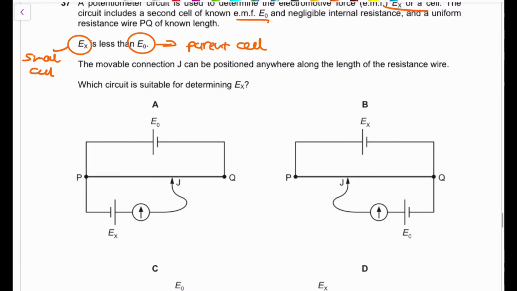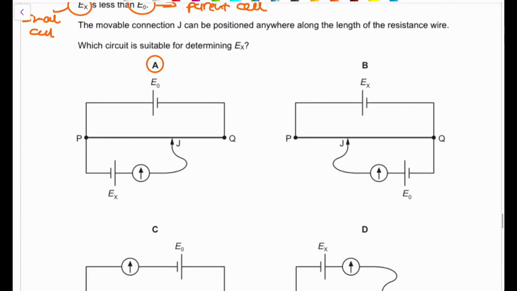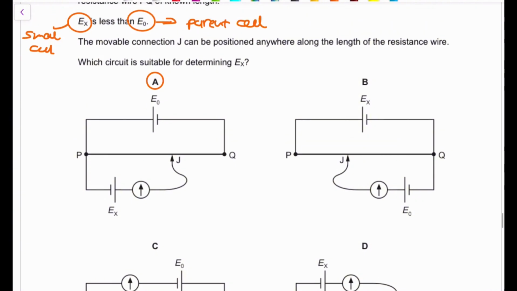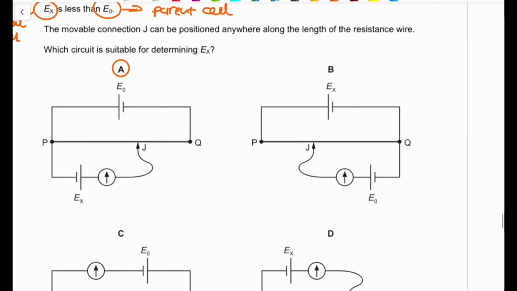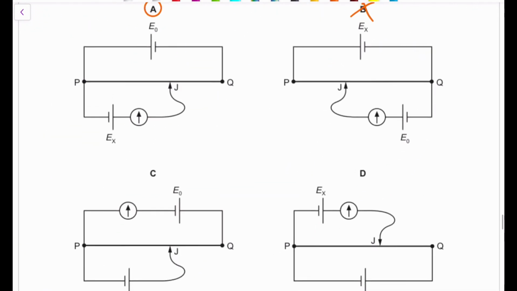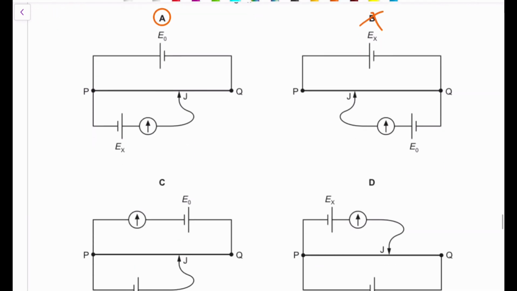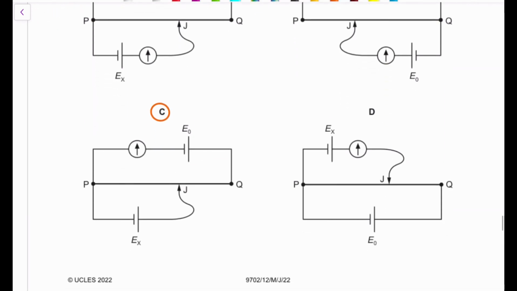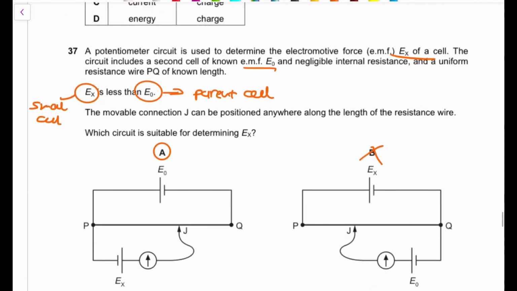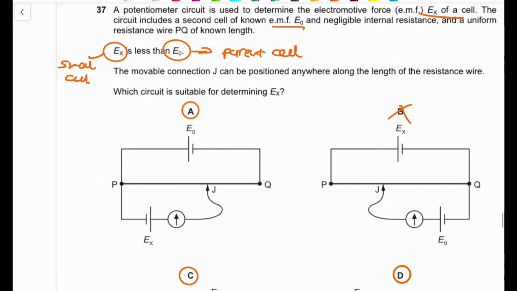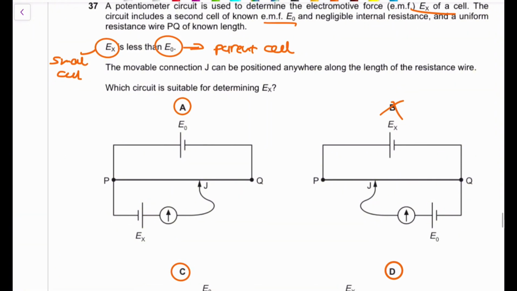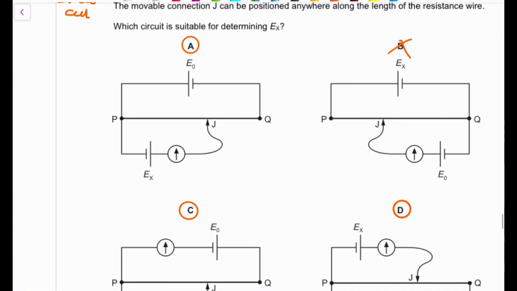So we can easily say that A is the correct answer because E0 is the parent cell, but B is wrong because EX is not the parent cell. And look at C. E0, yes, is the parent cell. And in D, E0 is also the parent cell. So we eliminated B, because if E0 is greater than EX, it has to be the parent cell. So let's first start with the first scenario.